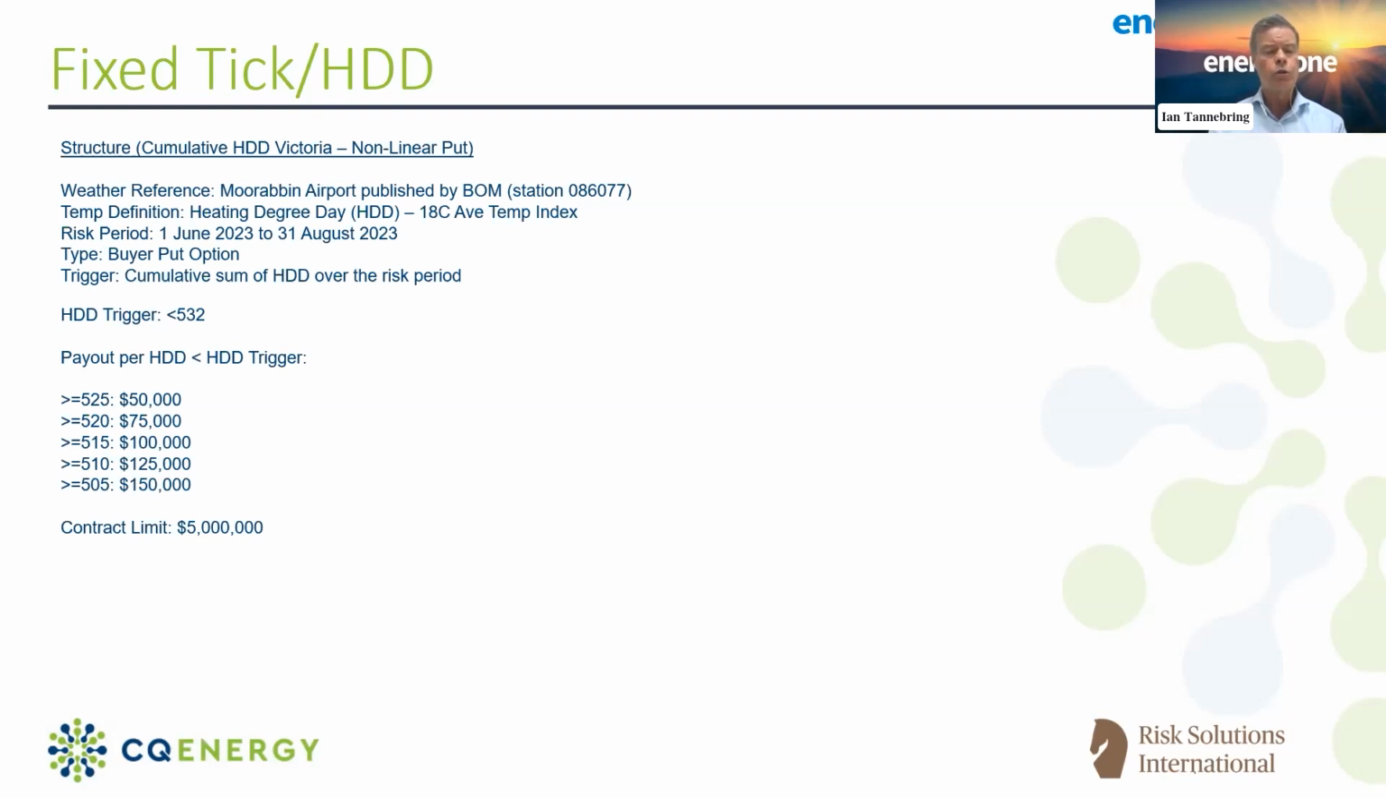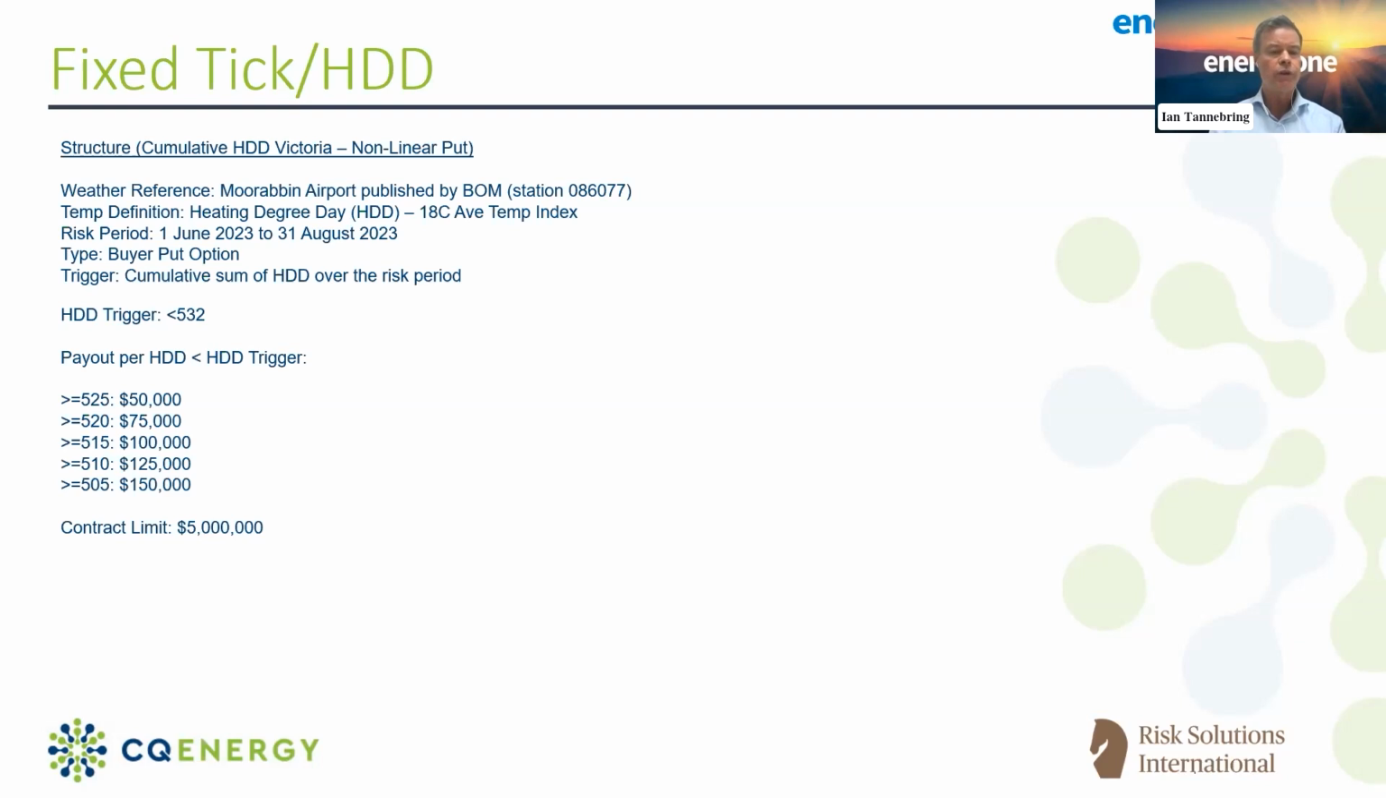The buyer was purchasing a put option, and the strike was based on the cumulative sum of the HDDs over the risk period. This particular structure had a trigger price at 532 or less than 532. And so you can see that if the HDD outcomes were below that strike, then the payments actually increase on a linear basis as the winter became colder, or it became colder and there was less heating degree days.